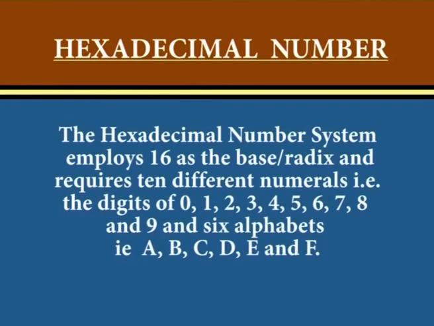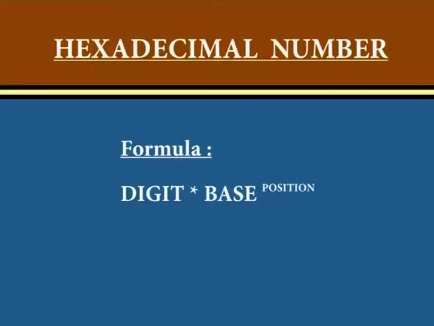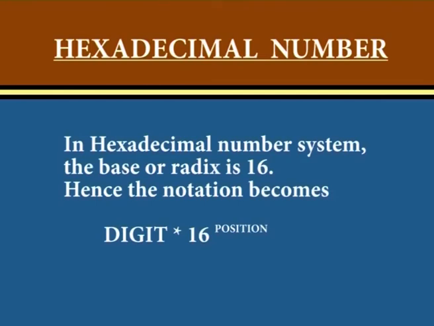The hexadecimal number system employs 16 as the base or radix and requires 10 different numerals, that is the digits 0, 1, 2, 3, 4, 5, 6, 7, 8 and 9, and 6 alphabets, that is A, B, C, D, E and F. Recall the already discussed formula: digit into base raised to the power position. In the hexadecimal number system, the base or radix is 16, hence the notation becomes digit into 16 raised to the power position.